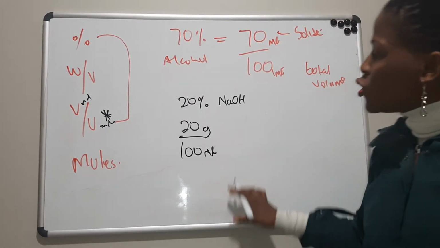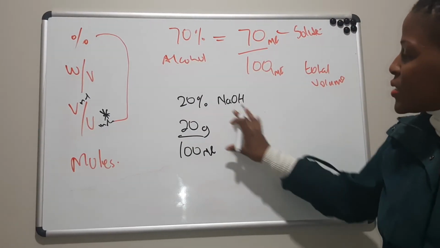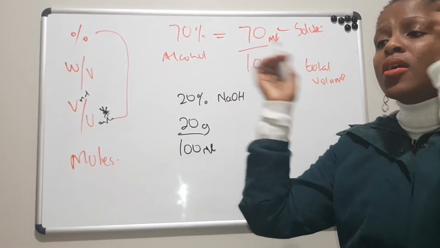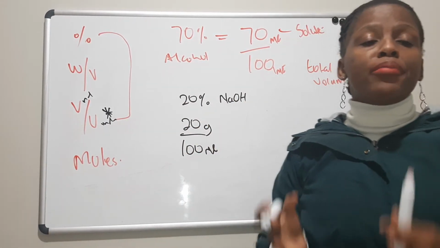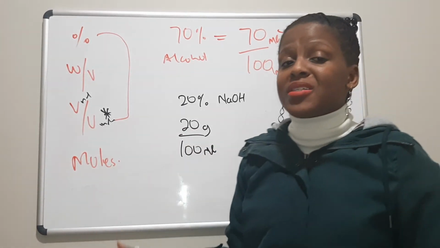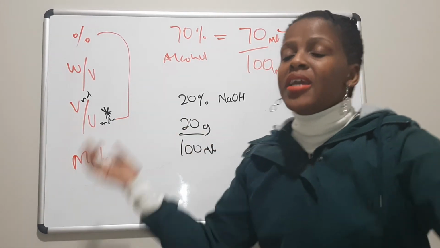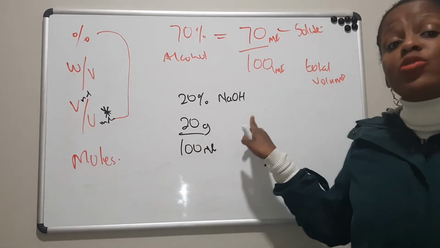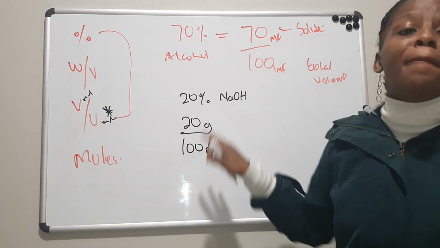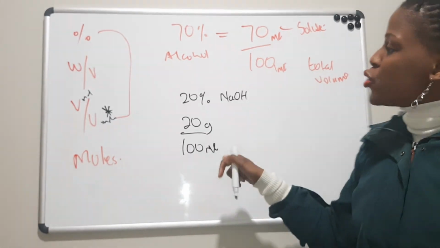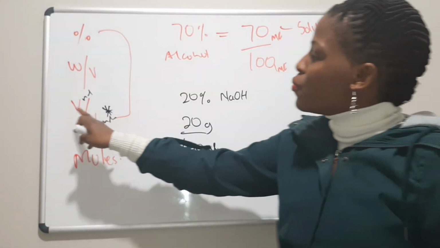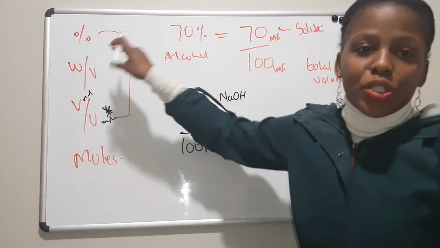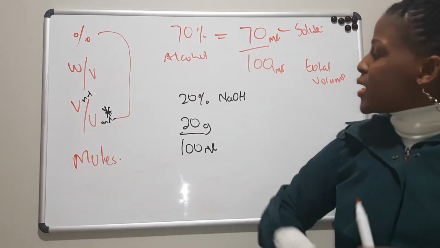So to make a 20% sodium hydroxide solution, if the only volume that you need to carry out your task on that specific day is 100 ml, it means you are going to dissolve 20 grams of sodium hydroxide into 100 ml of distilled water. I'm sure you can see the difference. With the volume over volume, we top up. But with the weight over volume, we dissolve, because it's a solid.